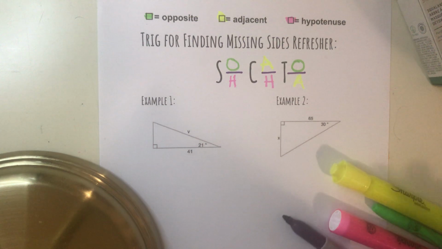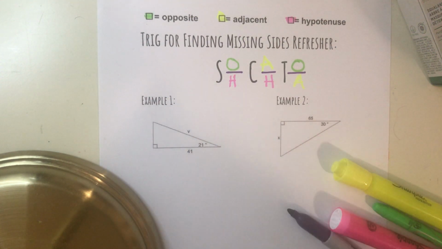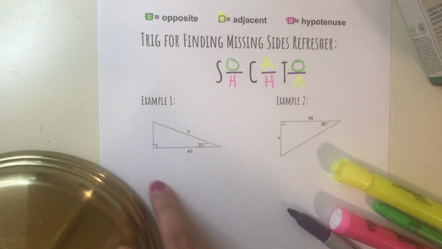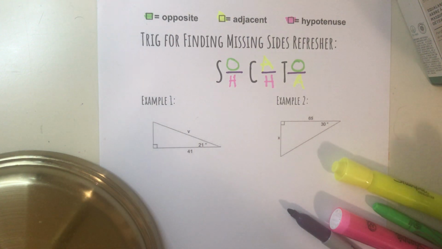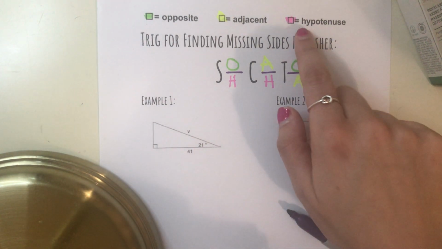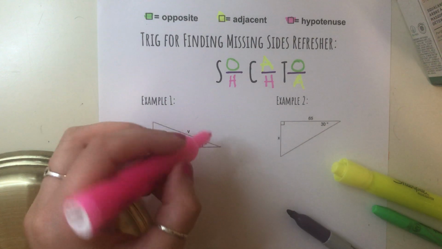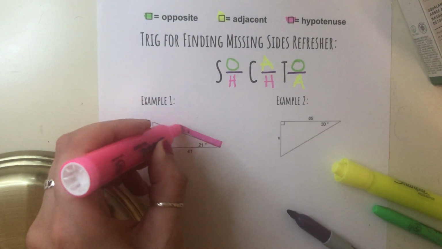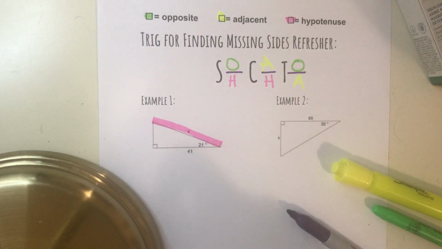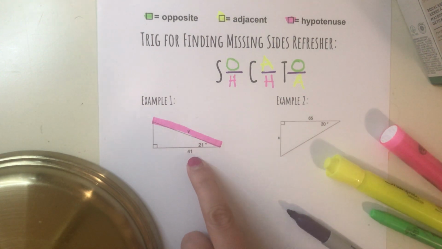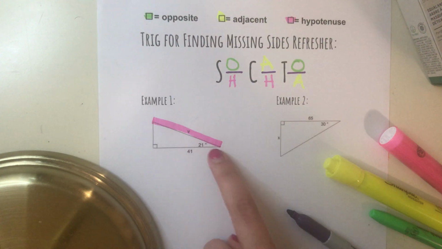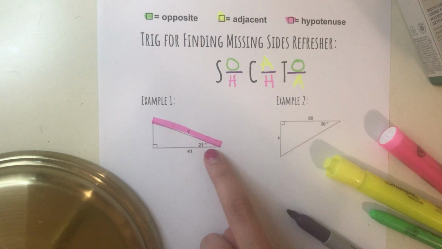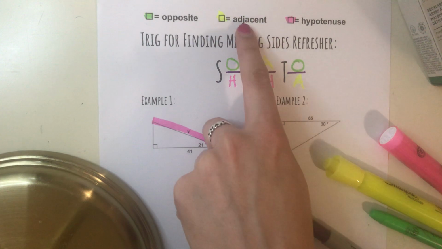The first step that I like to do when I'm doing an example like this is to color code my triangle. Looking at example 1, I see that the letter V is on my hypotenuse side, which I decided was pink, so I'm going to color code it pink. And I know that 41 is really close to my angle 21, right? I didn't have to travel across my triangle to get there. And when a side is close to the angle, we call that adjacent.